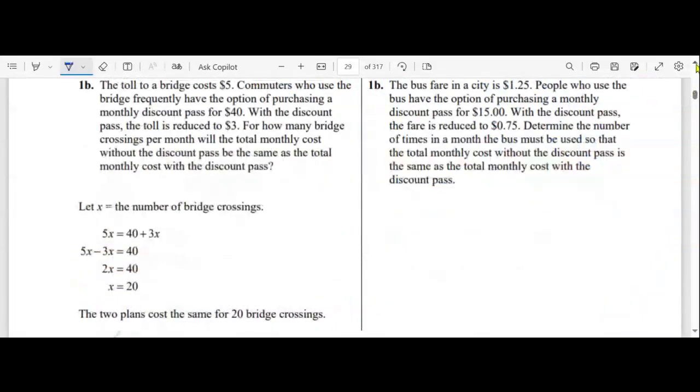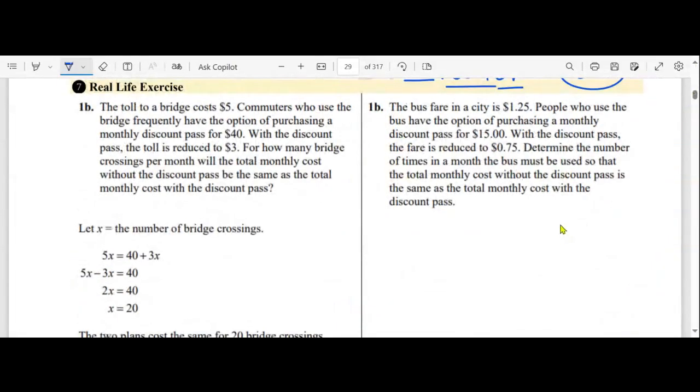I need someone to read the next one. Go ahead. The bus fare in the city is $1.25. People who use the bus have the option of purchasing a monthly discount pass for $15. With the discount pass, the fare is reduced to 0.75. Determine the number of times in a month the bus must be used so that the total monthly cost without the discount pass is the same as the total monthly cost with a discount pass. I need someone else to read it aloud.